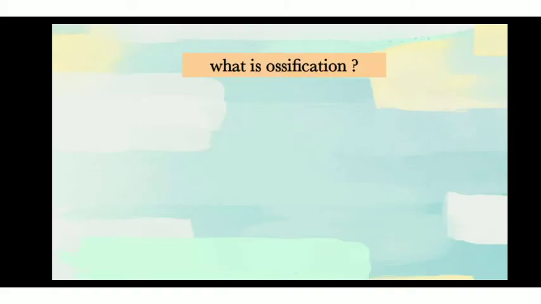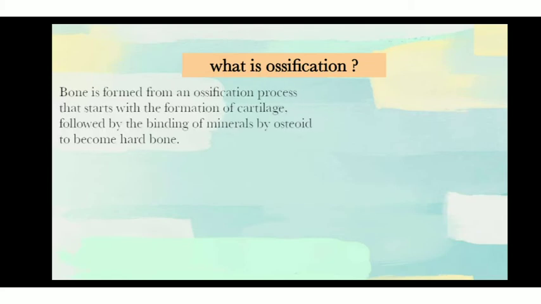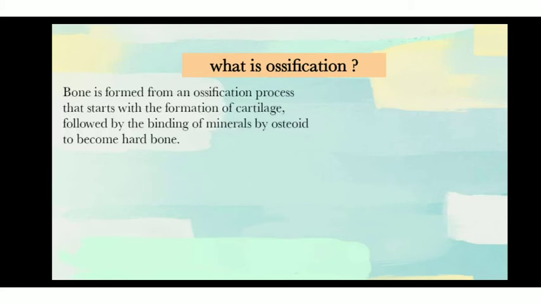What is ossification? Bone is formed from an ossification process that starts with the formation of cartilage, with high binding of minerals by osteoid to become hard bone.